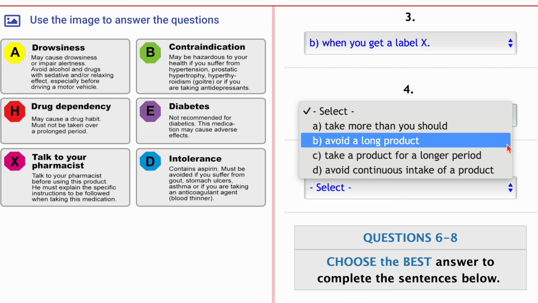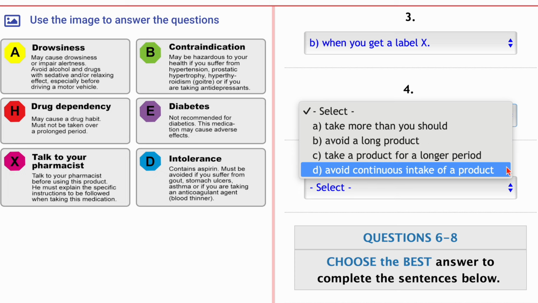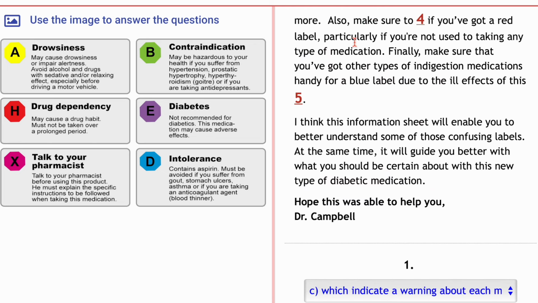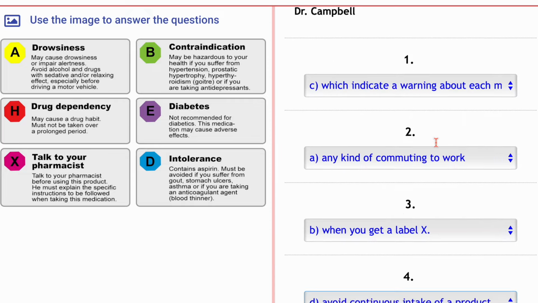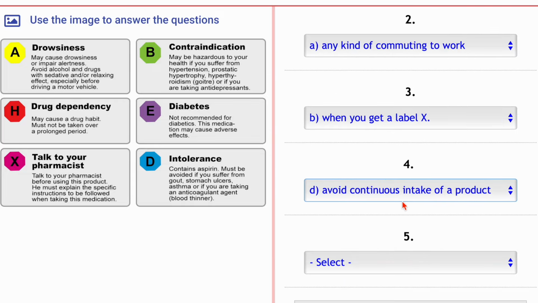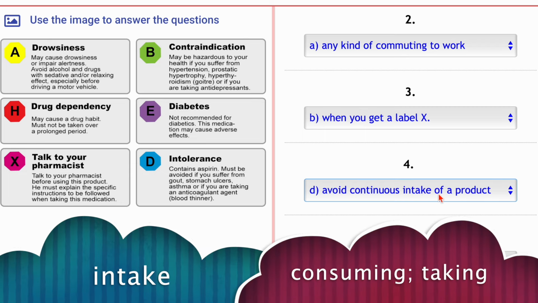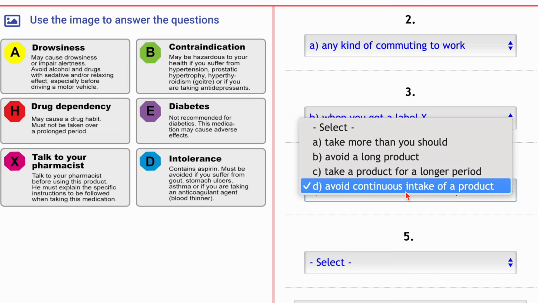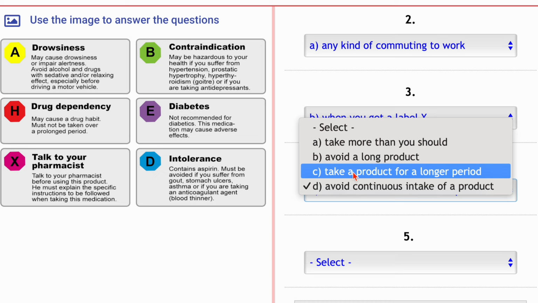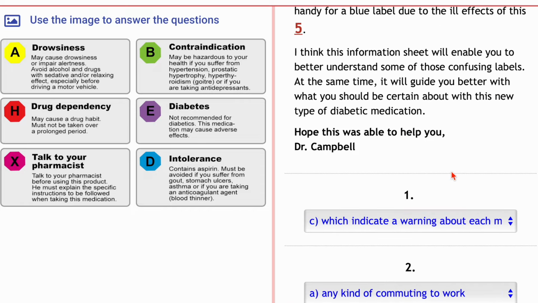Make sure to take a product for a longer period or make sure to avoid continuous intake of a product. D. So again, it's trying to tell us here, must not be taken over a longer, prolonged period. So make sure to avoid taking this product for a long time. That's what avoid continuous intake. Intake means consuming, taking. But C says make sure to take a product for a longer time, no, we don't want that. Let's look at 5.